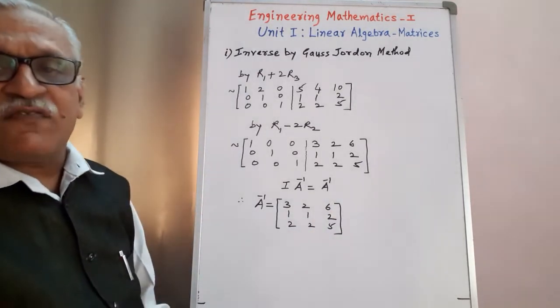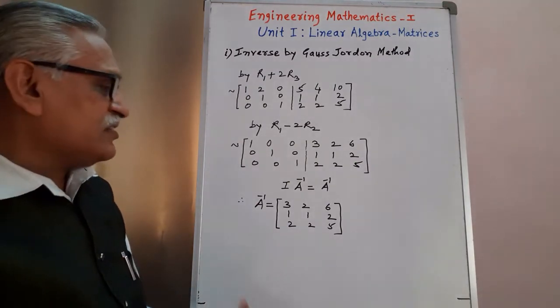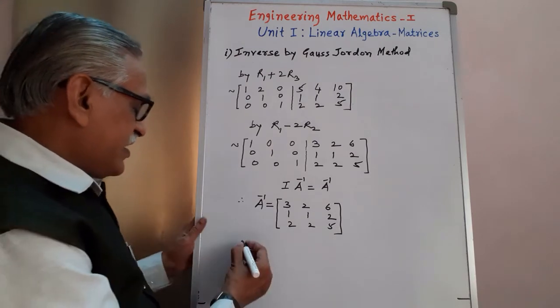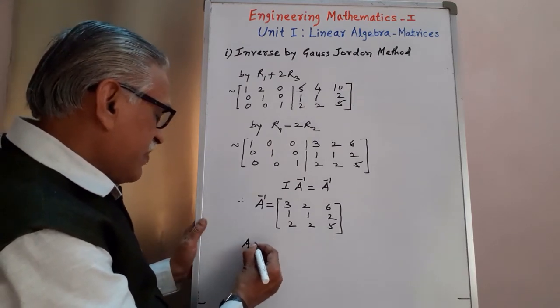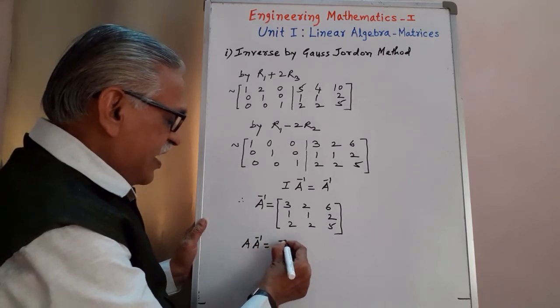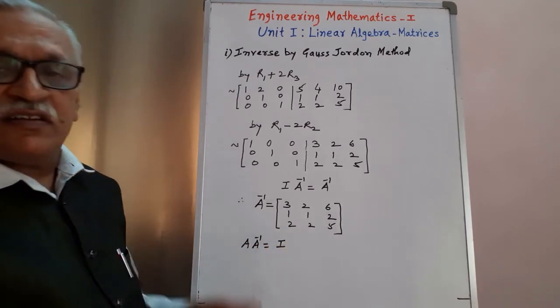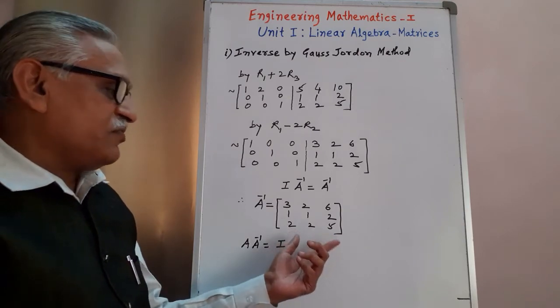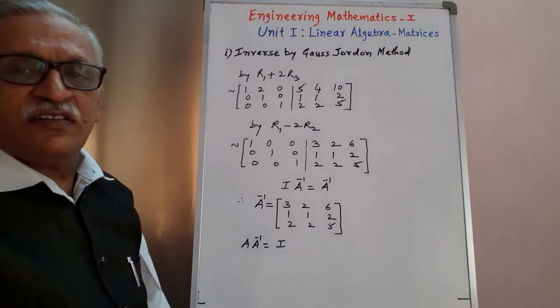This is the required inverse. Here we can cross check whether the result is correct or not by taking the multiplication of matrix A by this inverse matrix, and if we get identity matrix, then whatever the answer we have is correct.